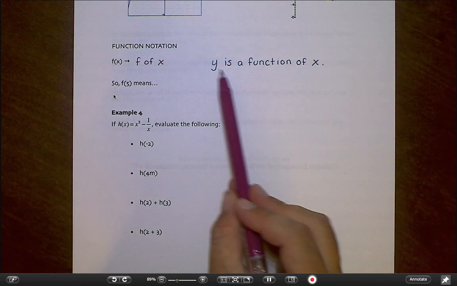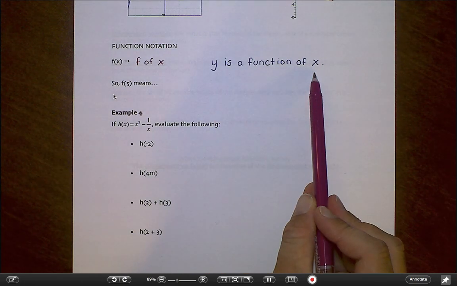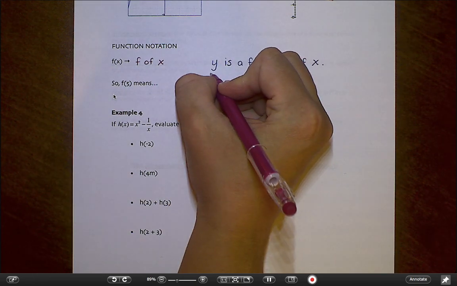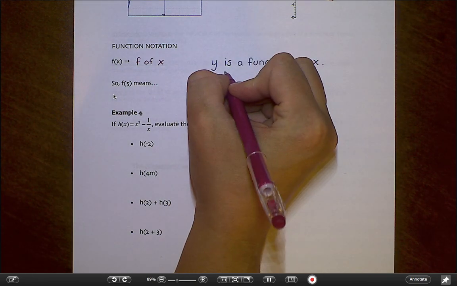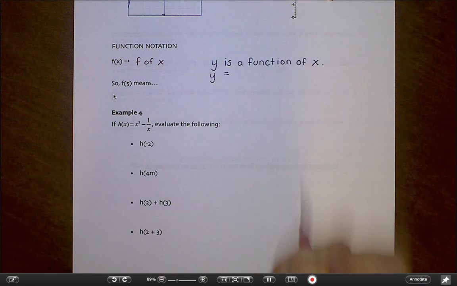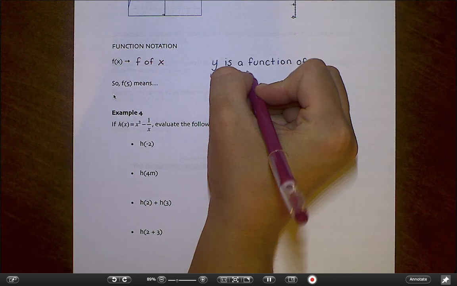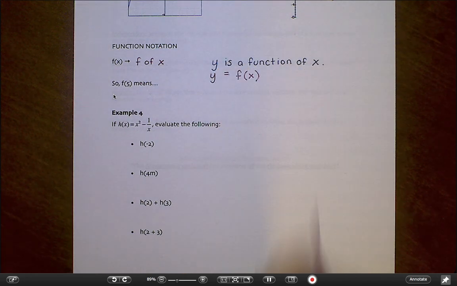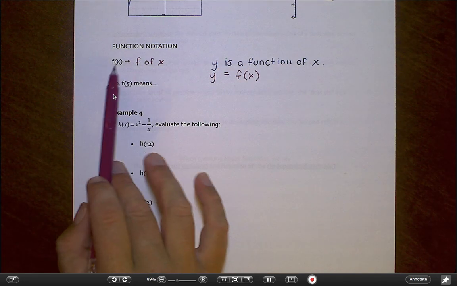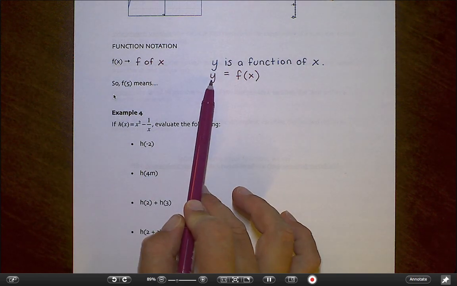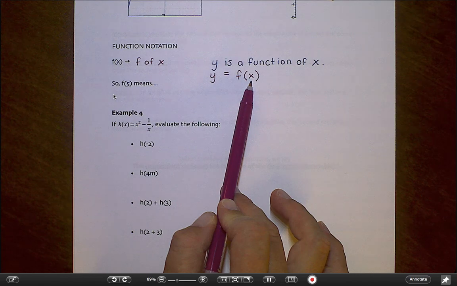So if I were to take this statement right here and turn it into math language, I would get something that looks like this. y is, in math, typically an equal sign, and then function of x is what we just talked about. So when I talk about this f of x, what I'm really saying is what y value matches up with this value of x, okay?